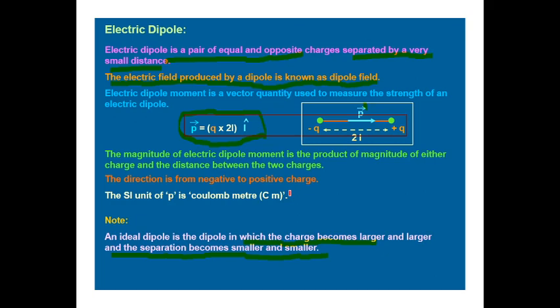Then electric dipole. What is the electric dipole? Two equal and opposite charges separated by a small distance is known as an electric dipole. The magnitude of its value is denoted by the electric dipole moment. It is a vector quantity. The direction is from the negative charge to the positive charge, and the unit of the electric dipole moment is coulomb meter.